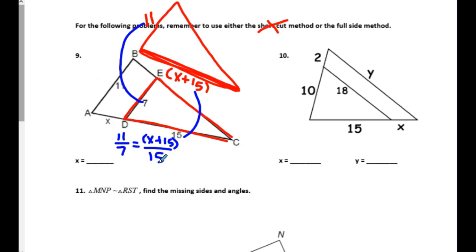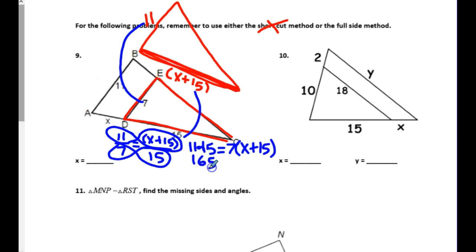And now I'm going to cross multiply. So 11 times 15 equals 7 times this expression, 7 times x plus 15. Okay, so 11 times 15 is 165, and that equals 7 times x, 7 times 15. So that's 7x plus 105.